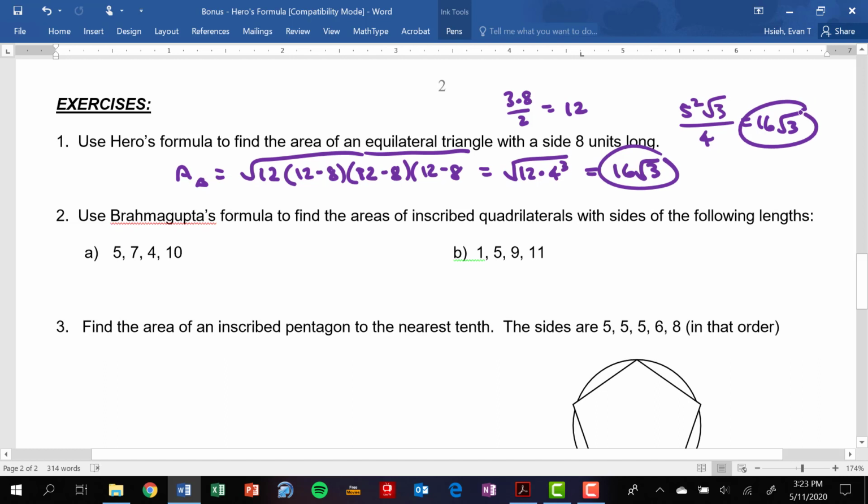If you want to use Brahmagupta's formula for this one, to find the area of an inscribed quadrilateral, you would just find the semi-perimeter, add them all up, divided by 2, and then you would plug it into Brahmagupta's formula. So it's going to be 5 plus 7 plus 4 plus 10, all divided by 2. And then you plug it into the formula. I'm just going to tell you that the area here is going to end up being equal to 36. So you can try that on your own.